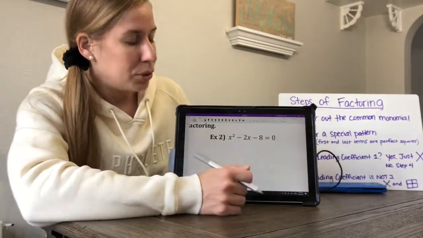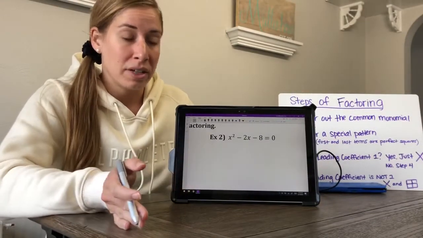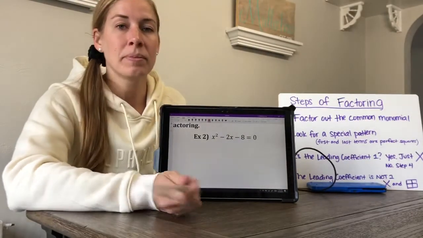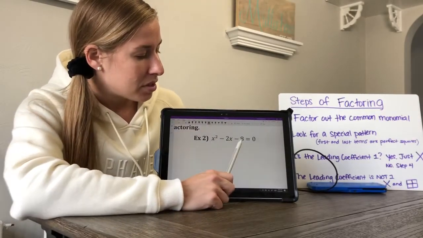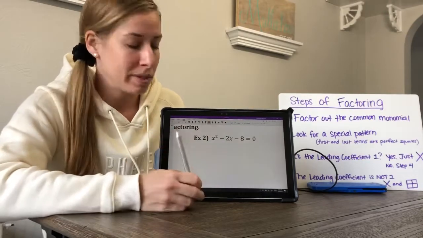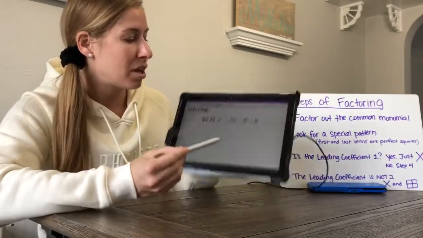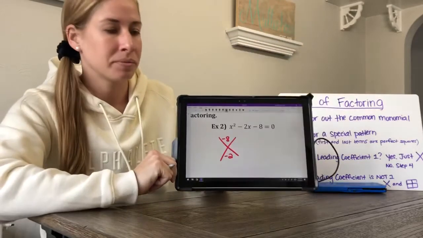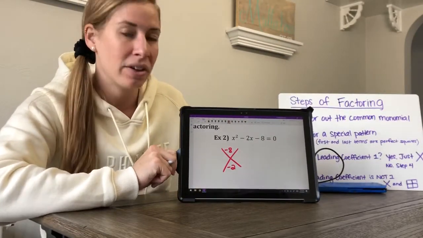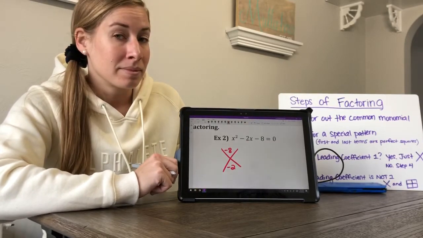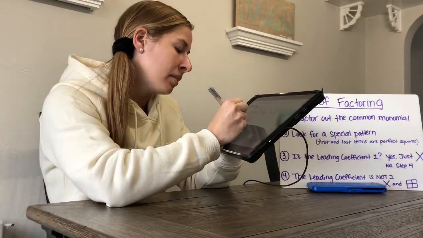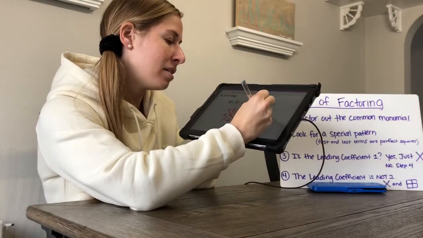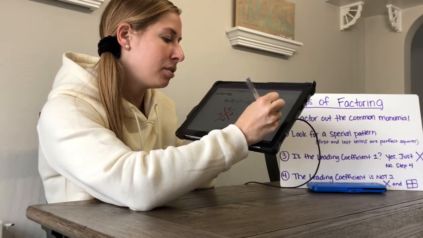But example 2, it is not factored. It's in standard form, so you need to factor it. Step 1, is there a common monomial? Always check for that common monomial. x squared minus 2x minus 8? No. Step 2, is it a pattern? Is your first and your last term a perfect square? No. Step 3, is your leading coefficient 1? Yes. So you just have to do the x. Negative 8 goes on top, negative 2 goes on the bottom. What times what gives you negative 8, but when you add them together, you get negative 2? So negative 4 and positive 2. That goes into your bubbles. So you have x minus 4 times x plus 2 equals 0.